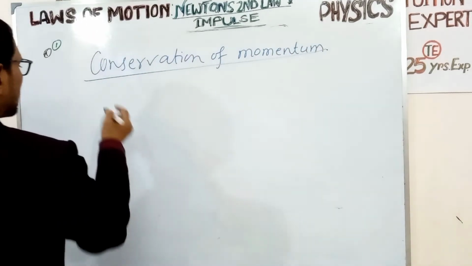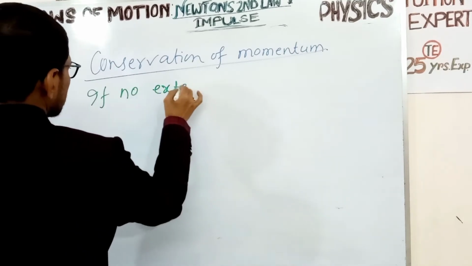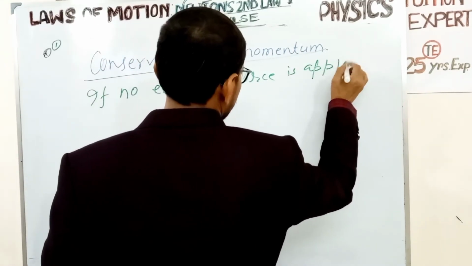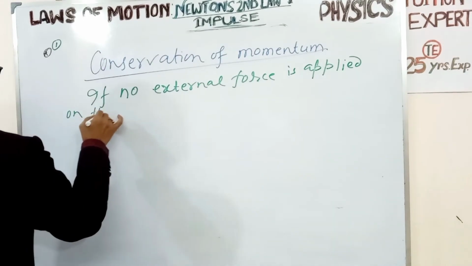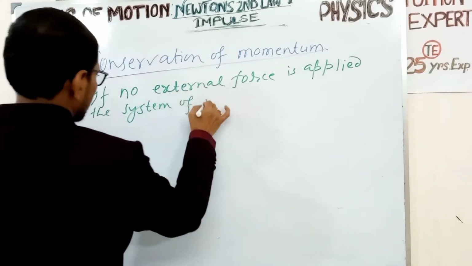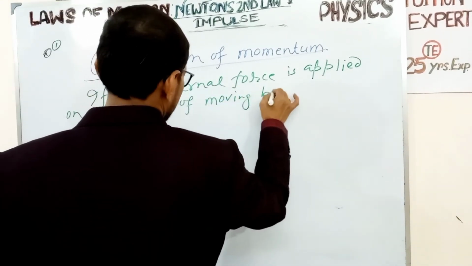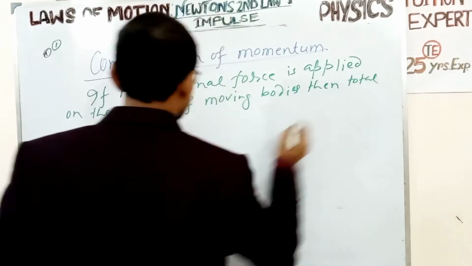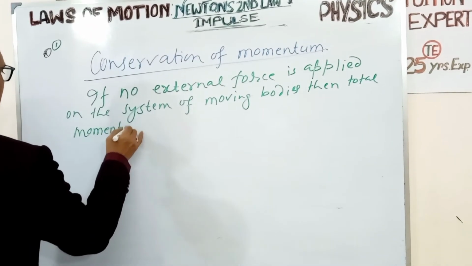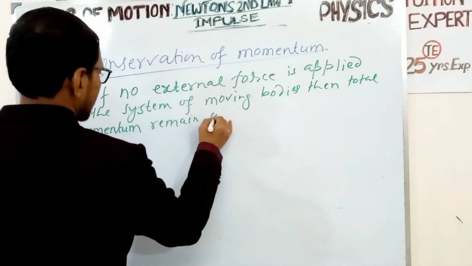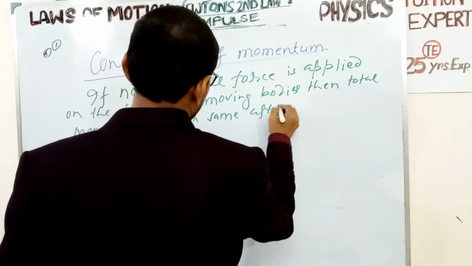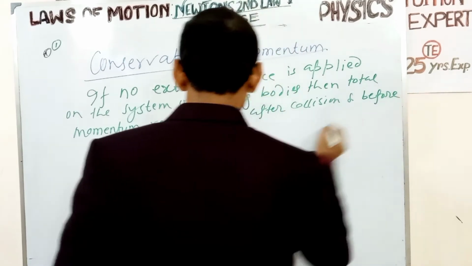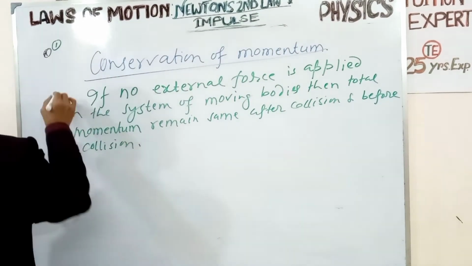What is the conservation of momentum? If no external force is applied on the system of moving bodies, then the total momentum remains the same after collision and before collision. This is the conservation of momentum.